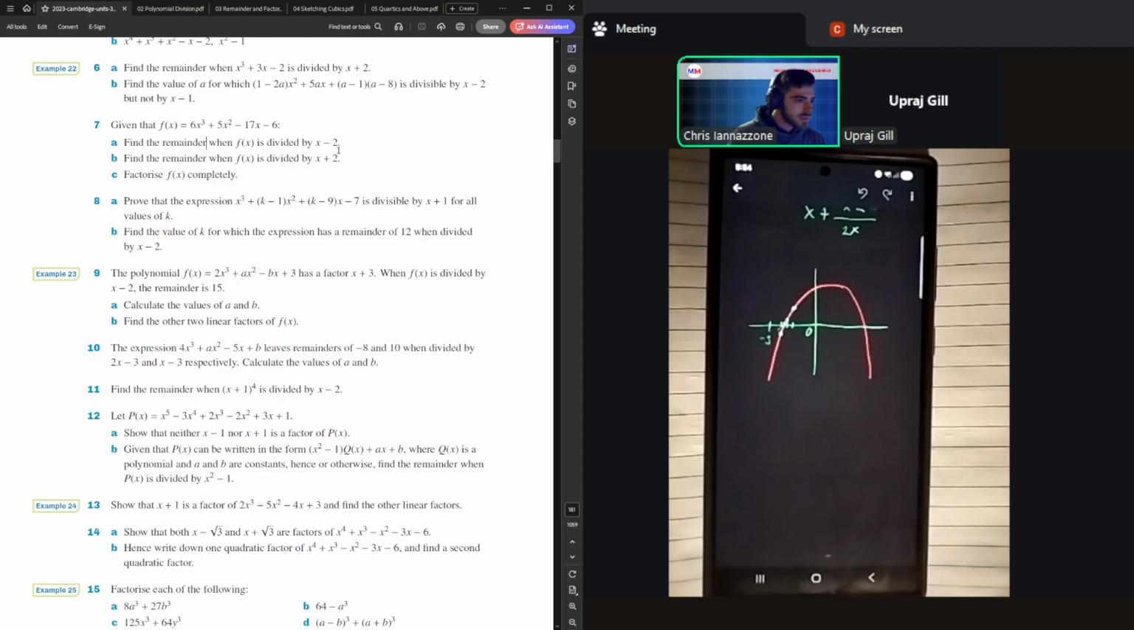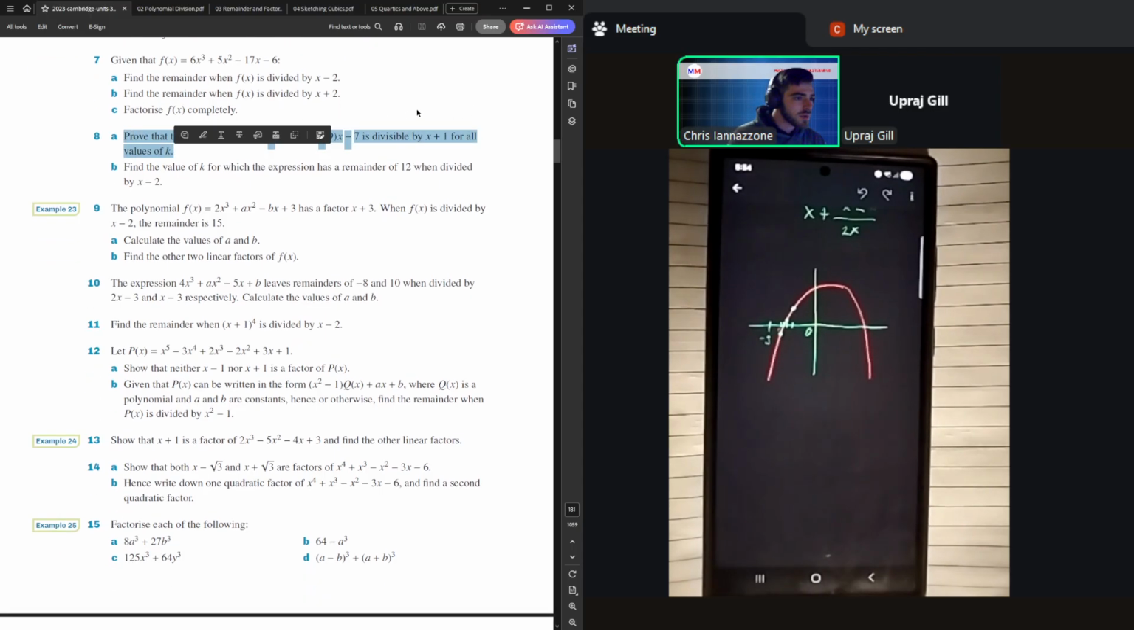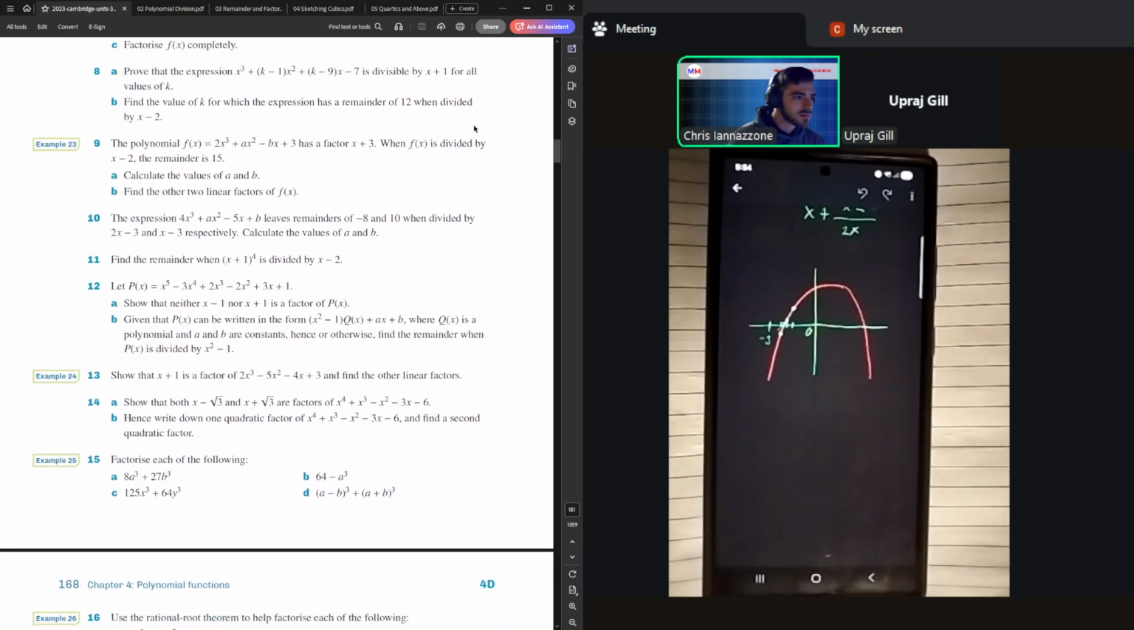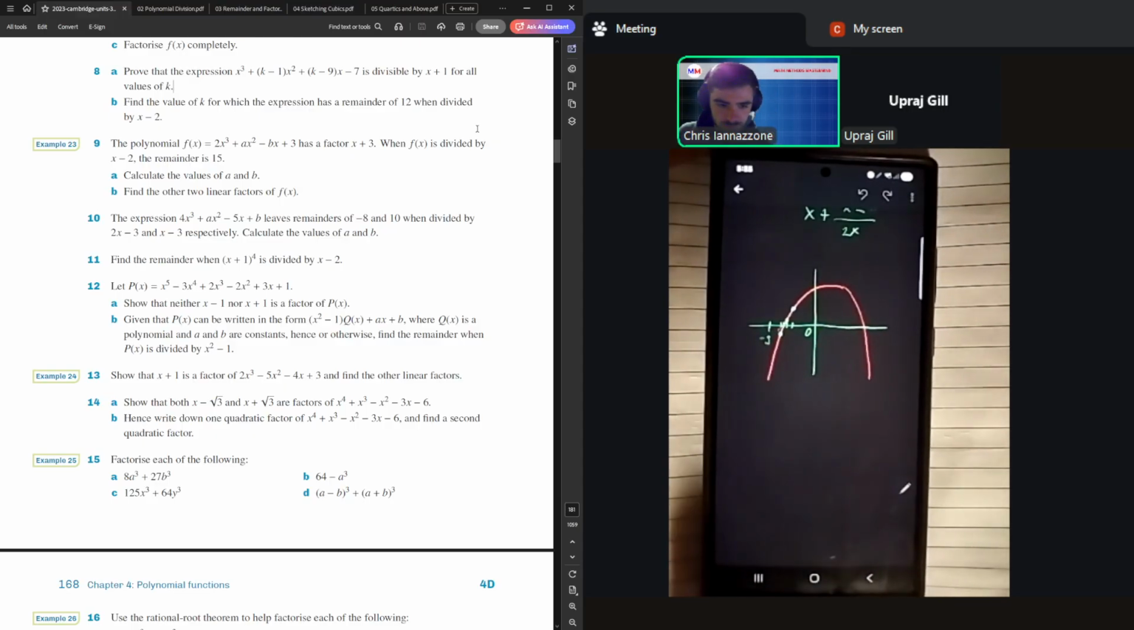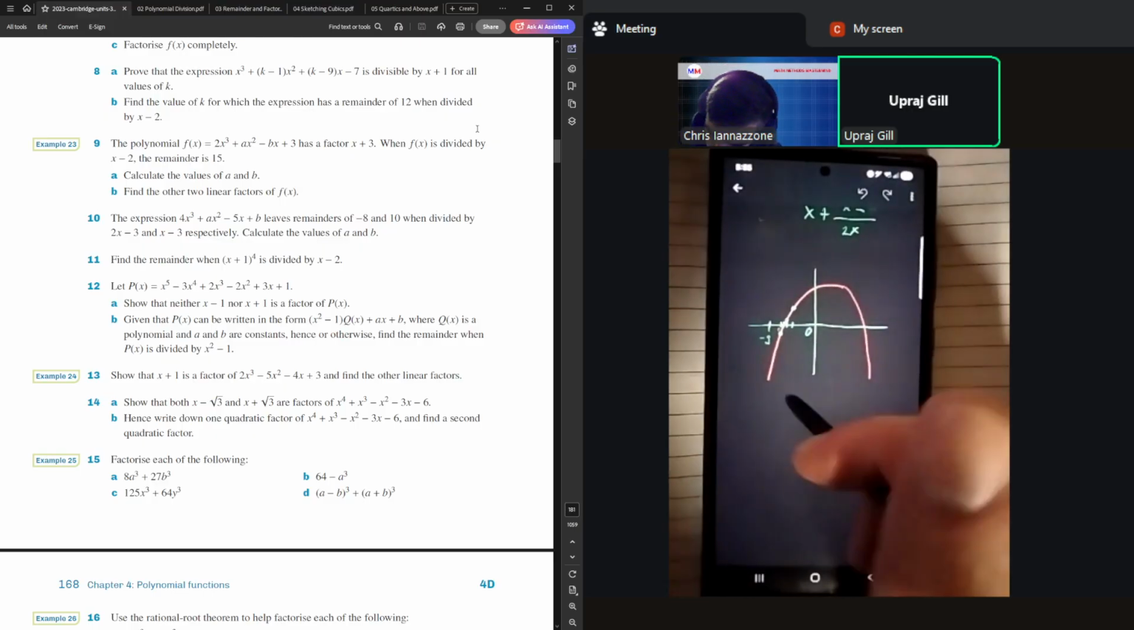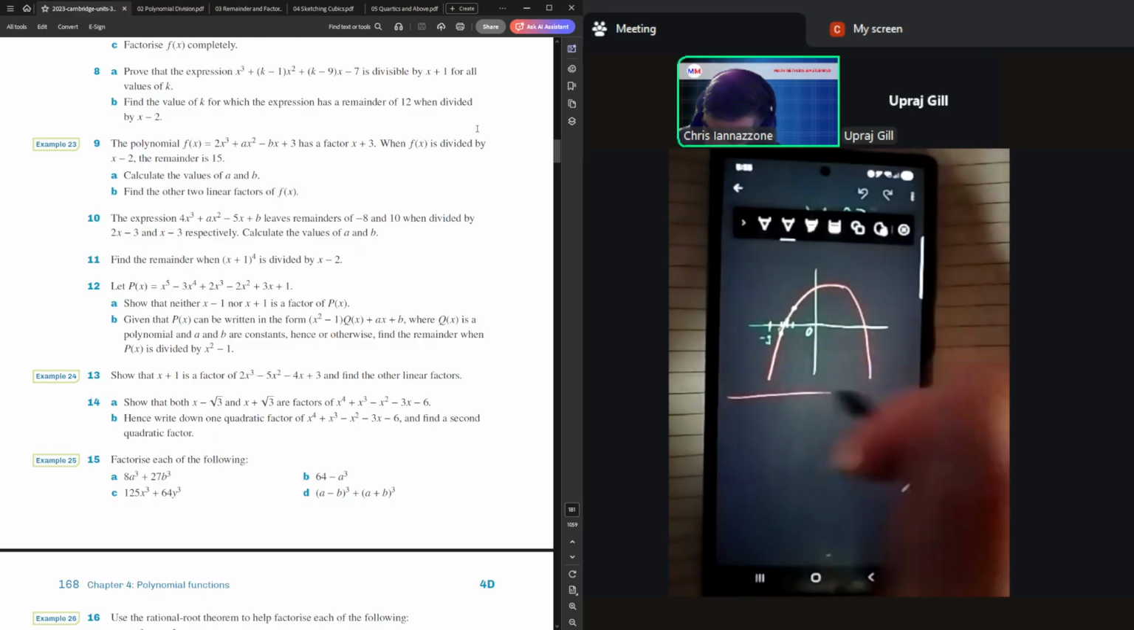So, from question 8, do you want to have a look at 8? Sure. Cool. Prove that the cubic is divisible by x plus 1 for all values of k. So effectively, it doesn't actually matter what k is, x plus 1 should always be a factor of this polynomial. Keyword divisible: what approach are we expecting? Factors. Yep, trying to get the factor, absolutely.